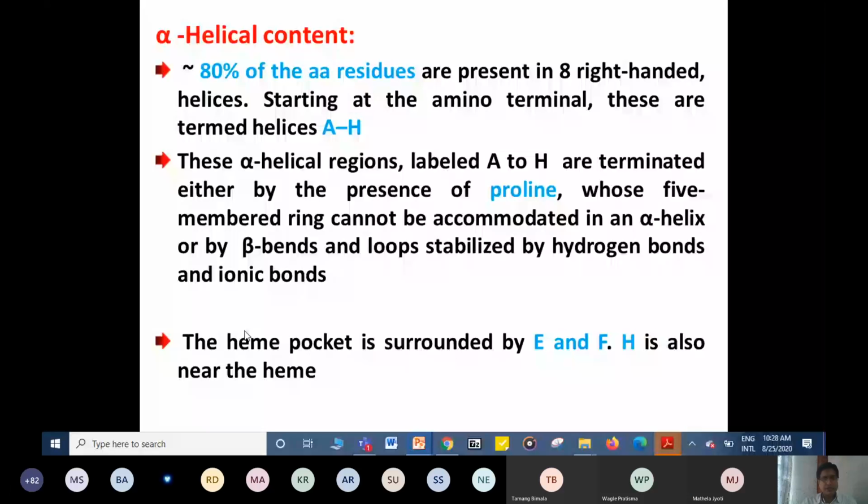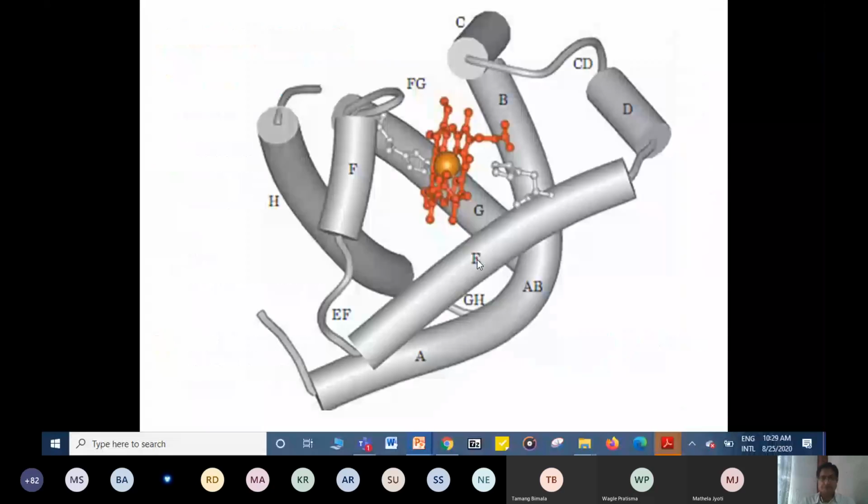That means we have seen the heme group, and this heme group is surrounded by E and F. Among the 8 alpha helix structure, E and F actually surround the heme pocket. Moreover, H is also near to it. We will see the structure. E and F, you can see this is okay.